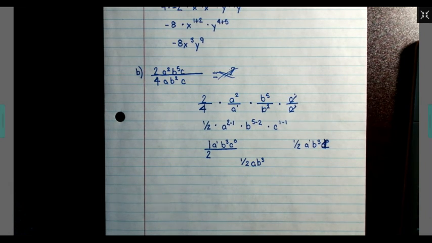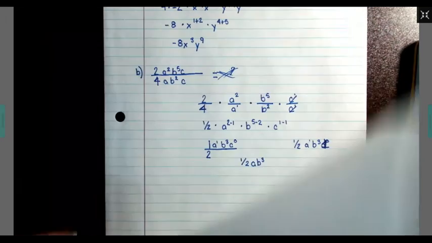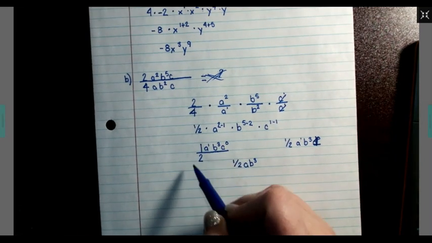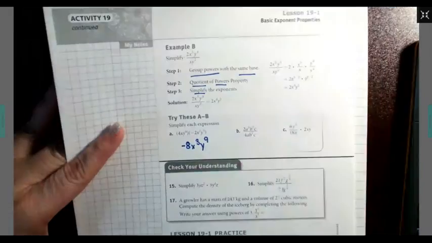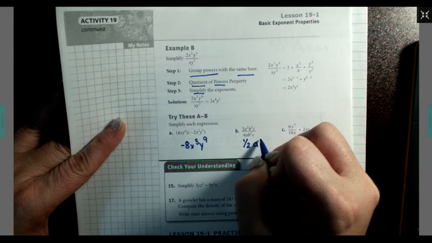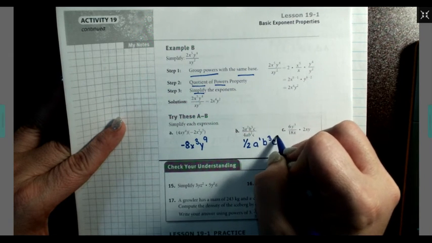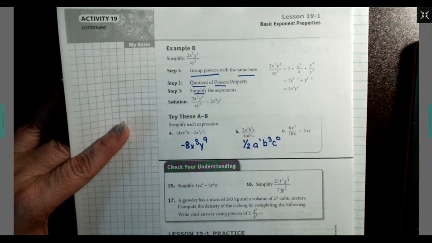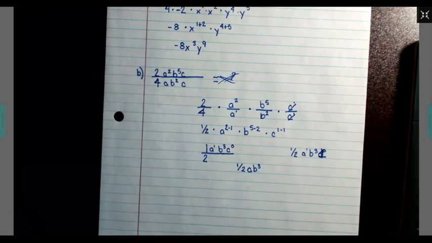But that gets deep into some rules that we will not learn until later today and tomorrow, okay? So don't fret on that. If you wrote it this way, I would have accepted it just fine, okay? 1/2, I'm going to put a to the 1st power, b to the 3rd power, and c to the 0 power, because that's technically what we learned today in this lesson, okay?